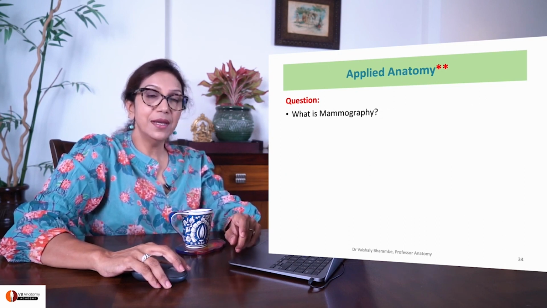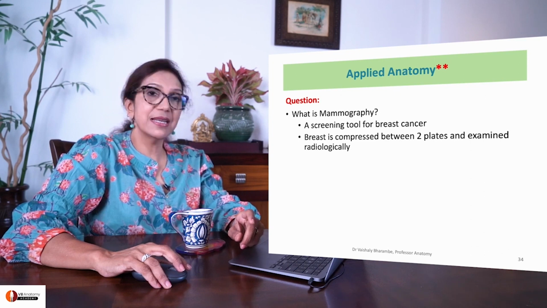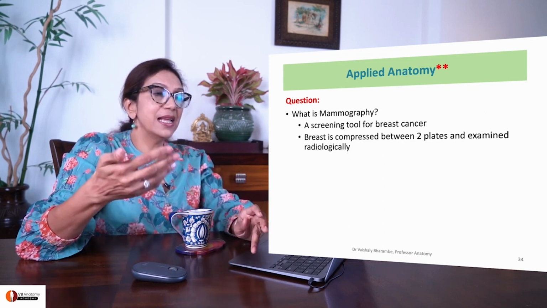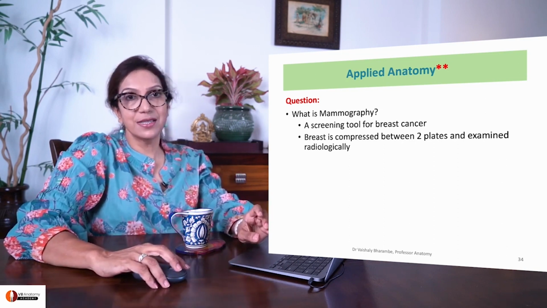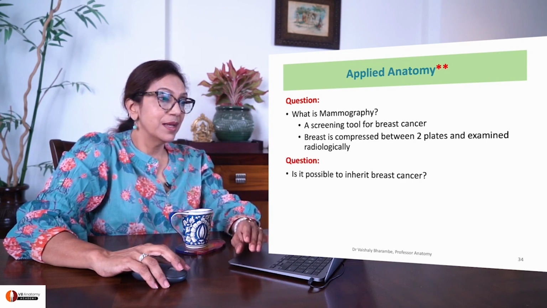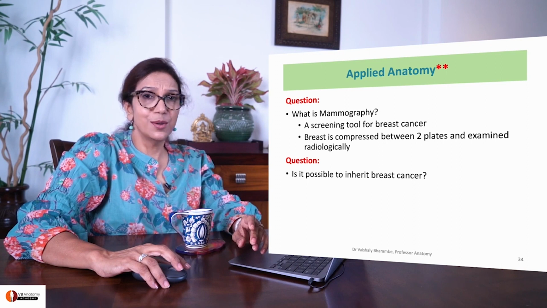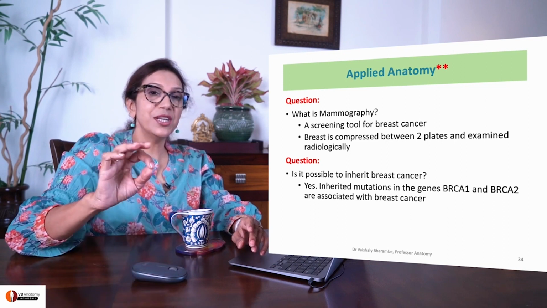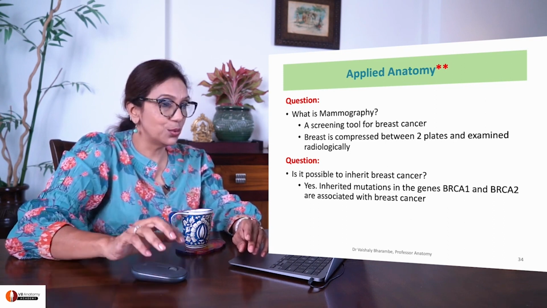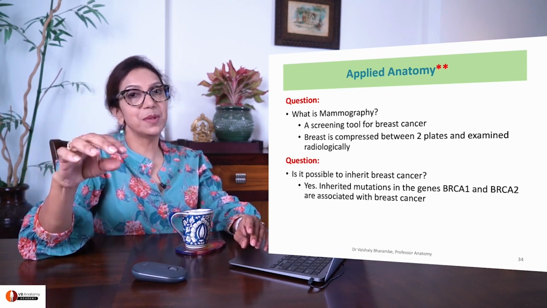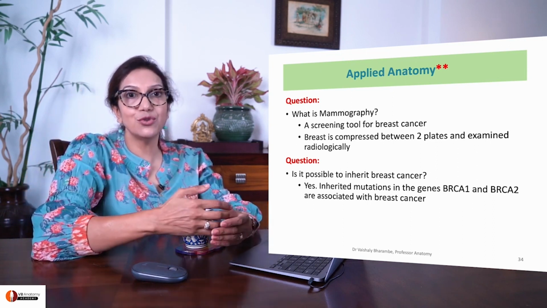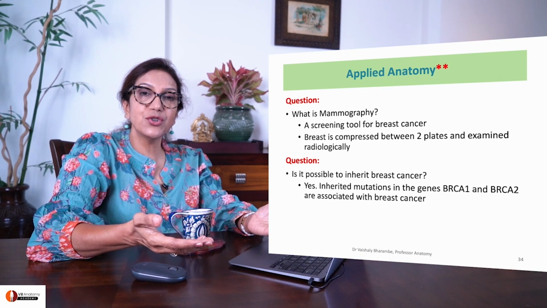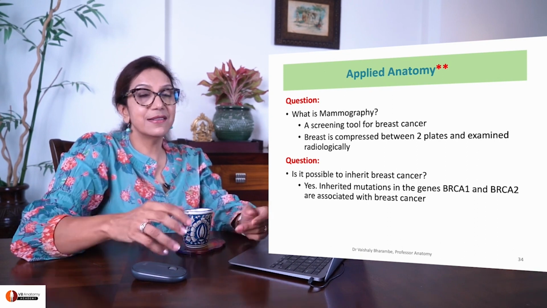What is mammography? Mammography is a screening tool for cancer where the breast is held between two metal plates and examined radiologically for early changes of breast cancer. Is it possible to inherit breast cancer? What do you think? It is. There is a peculiar mutation in the BRCA1 and BRCA2 genes which is associated with breast cancer, which is what happened with Angelina Jolie, isn't it? That's why she underwent a bilateral mastectomy, because she saw these mutations and therefore decided to take the decision of mastectomy.